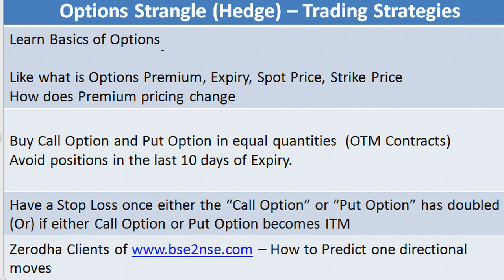So basically the basics of options involve what is options premium, what is an expiry, what is a spot price, what is a strike price. And since you're always trading on the options premium, it's very important that you know how the options premium changes, meaning most of the options contracts will become zero towards the expiry. So you should understand the risks involved. You should understand how the premium price changes. That is very critical before you start off with trading in options, right?